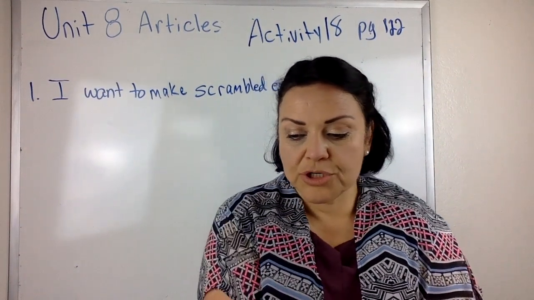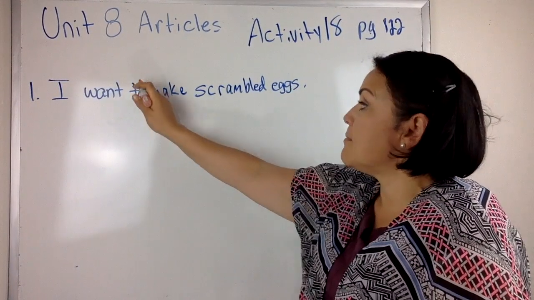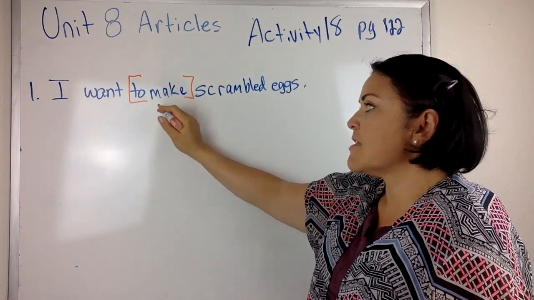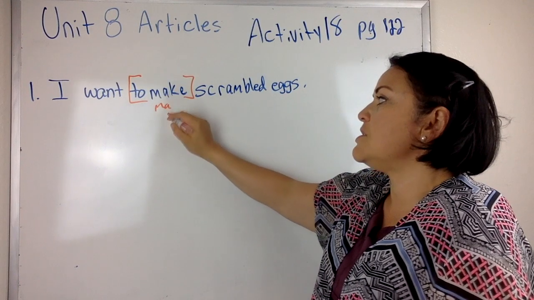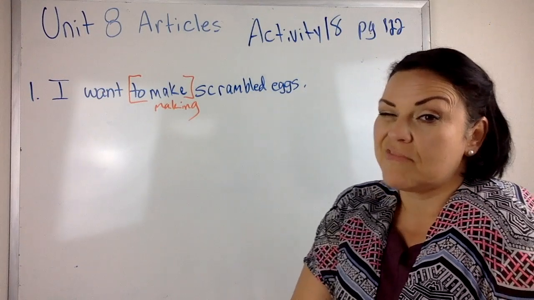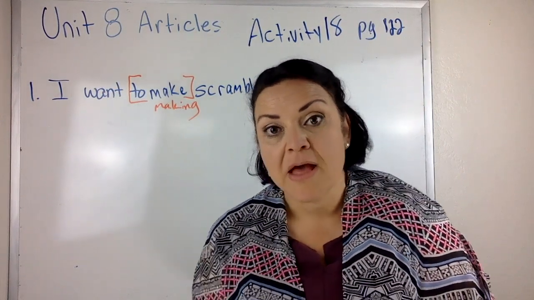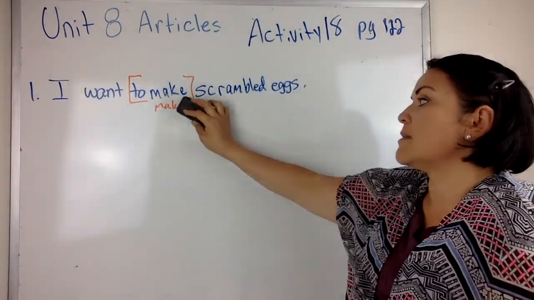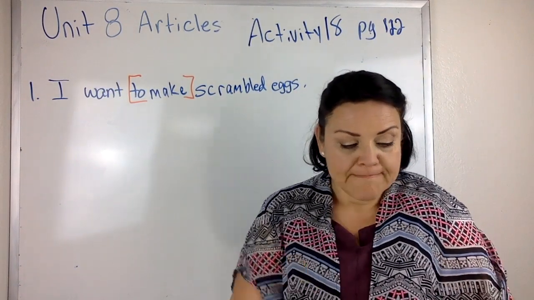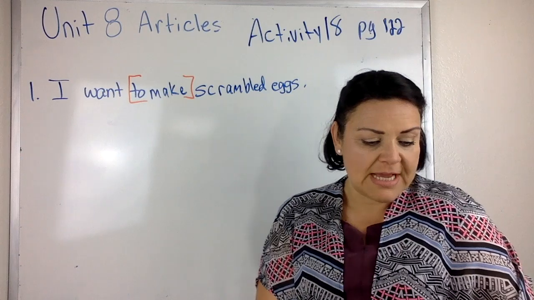Okay, remember, when you see the word to something, they go together. This is never ing. Like you will never see it like this, 90% of the time, right? I want to make. The verb is want. Okay, let's do the next one.